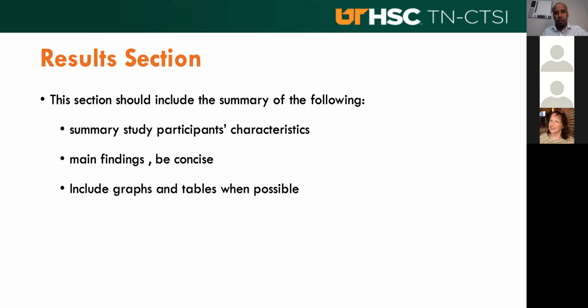And be consistent when you report the measures of association in terms of spaces, capitalization, and the like. Be consistent. Include graphs and tables when possible. When you submit your article, they are usually kept at the end of the manuscript. But when they are published, they usually appear next to the report in the results section.